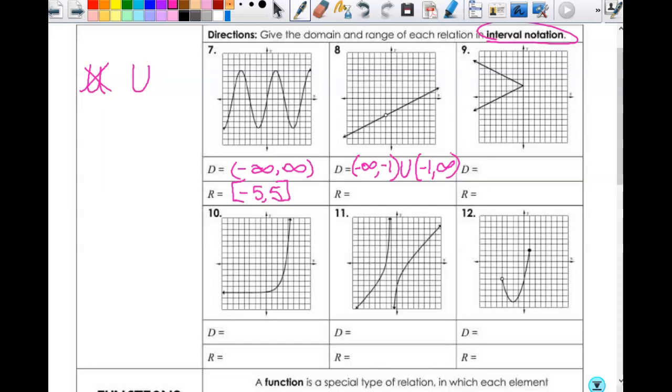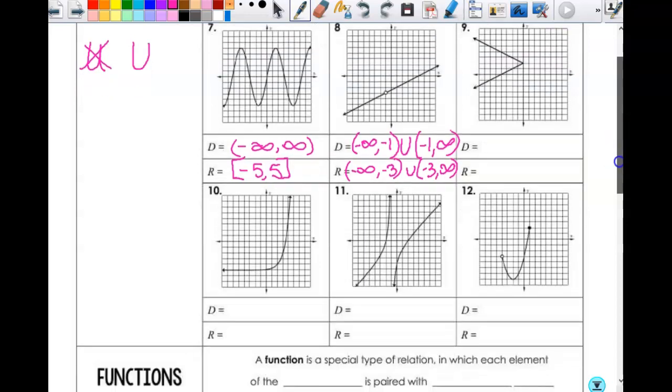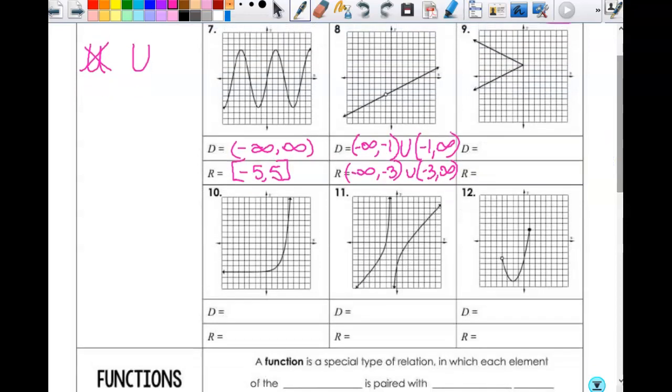So in my range, I'm going to start down here at -infinity, go all the way up to -3. There is no -3 y value. Then I start back over at -3 and go to infinity. Okay, everybody okay with that? All right, so now number 9. Domain. My x's start way out here where? -infinity. And then the biggest x value I get is 0. Do not include infinity. Do I include 0? Yes.